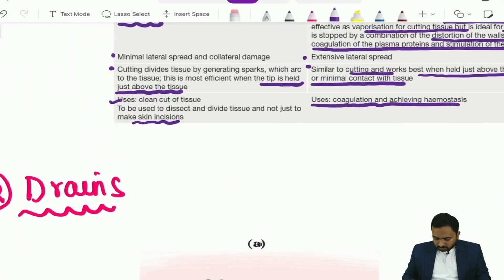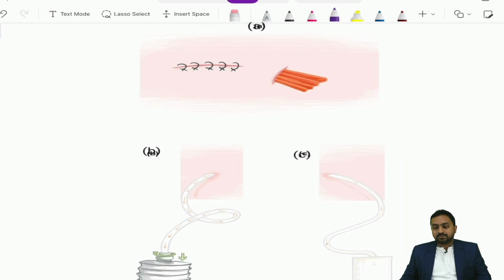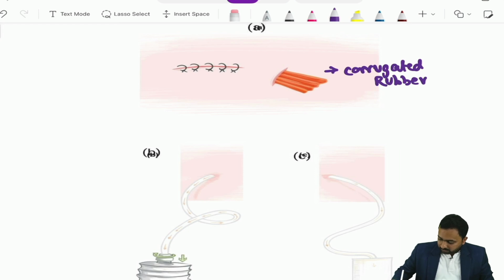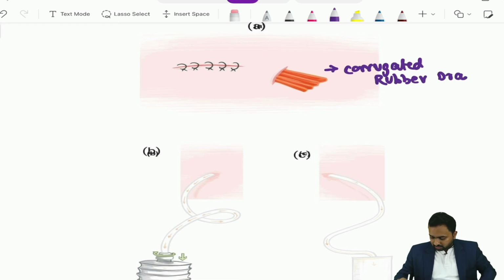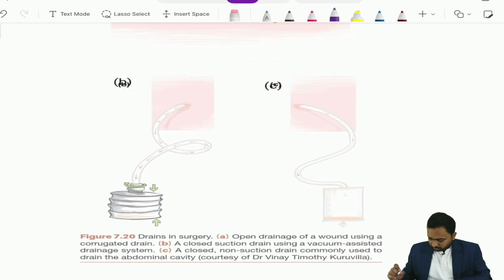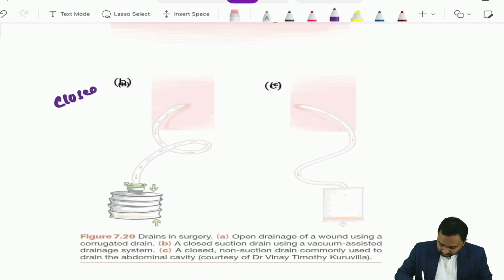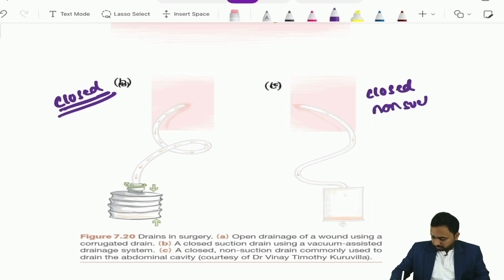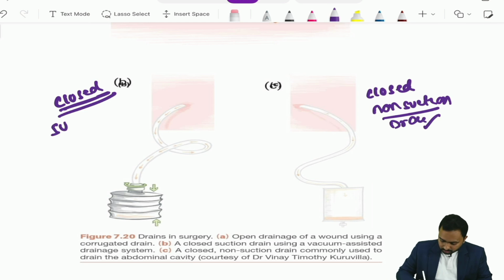Now moving down to your drains. So these are your various types of drain. You can see over here, this is the corrugated drain system, corrugated rubber drain. Then you have your image B, which is your closed suction system, and then it is a closed non-suction drain, right, and this is your closed suction drain.